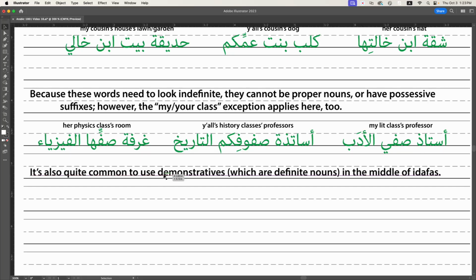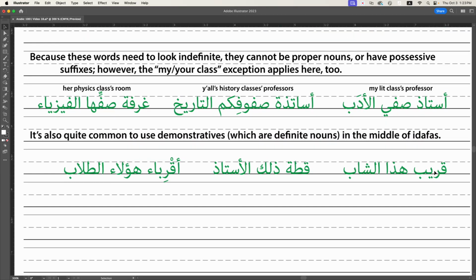It's also very common to use demonstratives, this, that, these, and those, which are definite nouns in Arabic, in the middle of idafas. So this is something you'll see all the time. So qarib. Qarib is an adjective. It means near or close to. But Arabic really regards nouns and adjectives as being fundamentally the same thing. So this is a noun here, a close person, and therefore a relative. So qarib hadha ash-shab. Hadha is a definite noun, but it's allowed to go in the middle of an idafa. That's just fine.